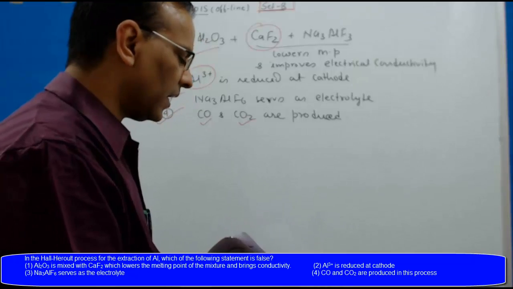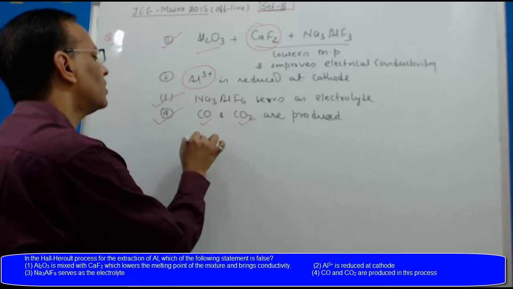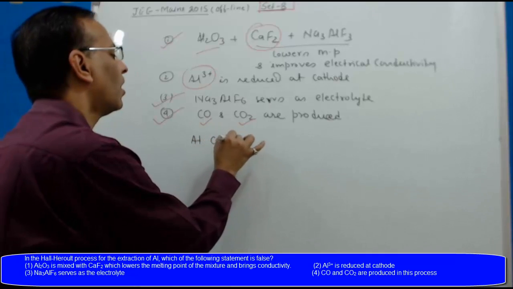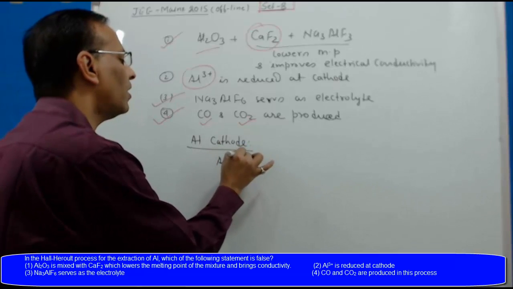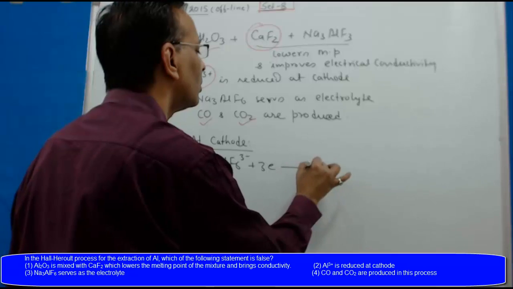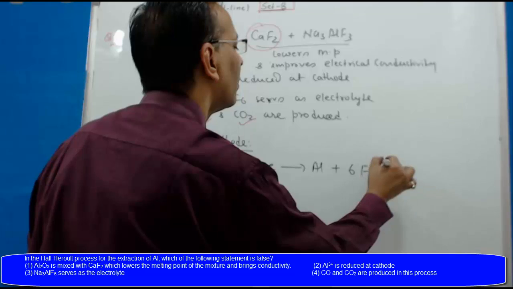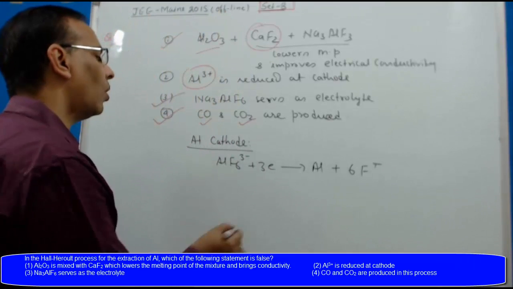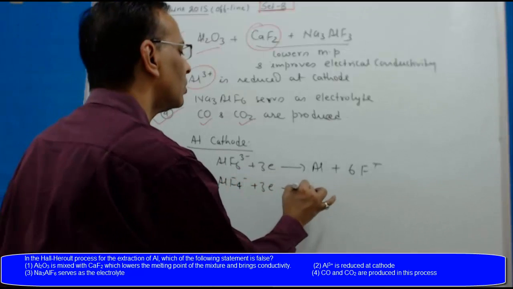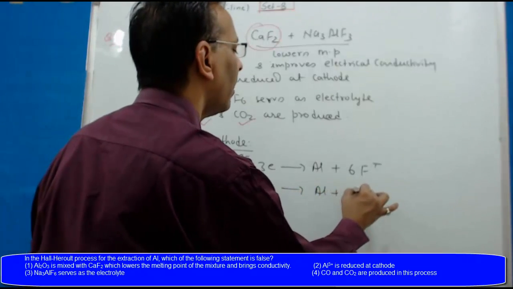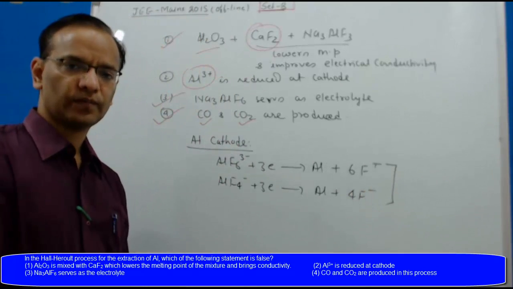Actually, it is not the Al3+. It is the reduction which occurs at the cathode: AlF6 3- plus 3 electrons giving aluminium plus 6F-, or AlF4- plus 3 electrons giving Al plus 4F-. They are the reactions which occur at the cathode.